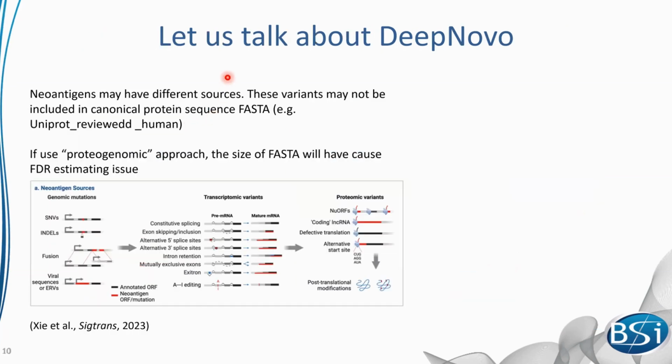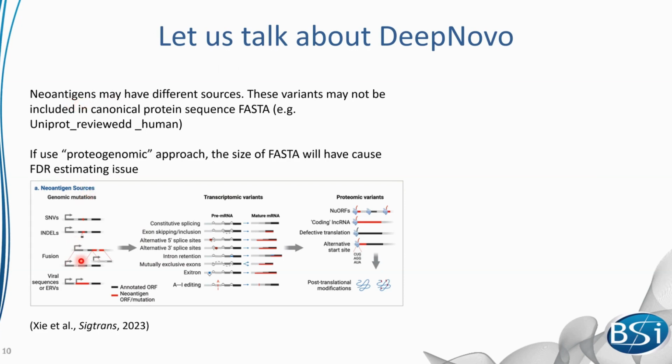And now we talk about the peptidome. Now let's talk about DeepNovo. Why do we need DeepNovo here? When we do immunopeptidomics, what we most want to find are the neoantigens. That means it's a new one.